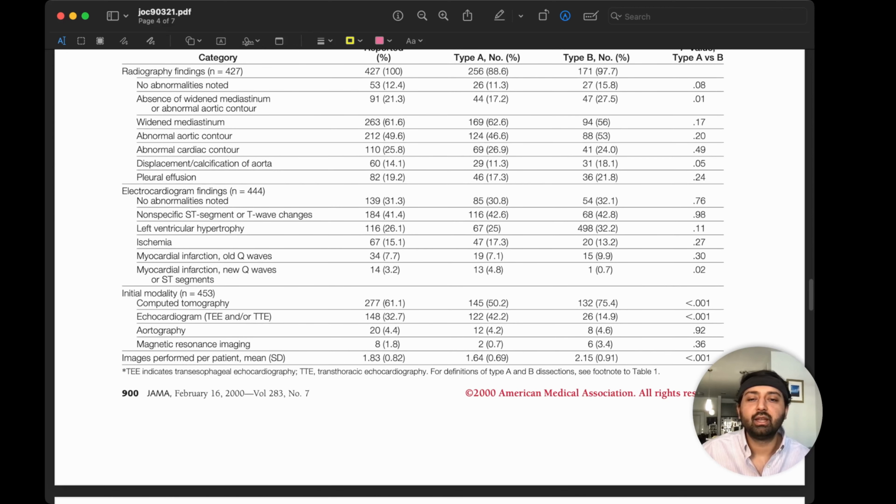EKG, again, not really something we look at too frequently. The most important thing is that people got a CT.